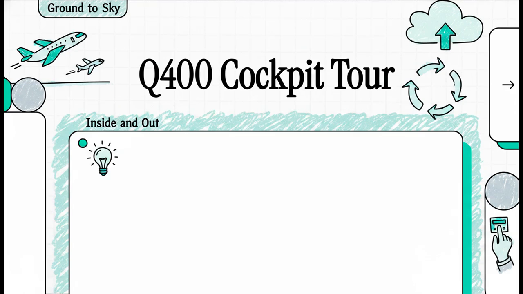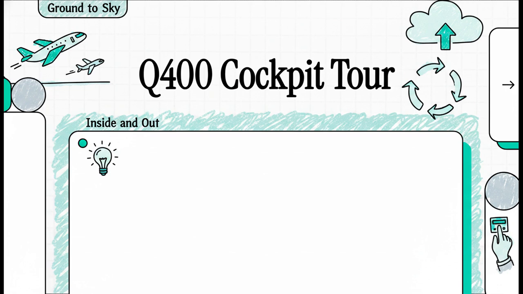All right, let's jump right in. Welcome to this explainer. Today, we're taking a highly structured, incredibly detailed tour of the Bombardier Q400. We are going to strictly follow the airplane operating manual, step by step. We're talking the whole shebang, starting from the exterior lighting on the tarmac, all the way up to the automated ground proximity warnings in the air.